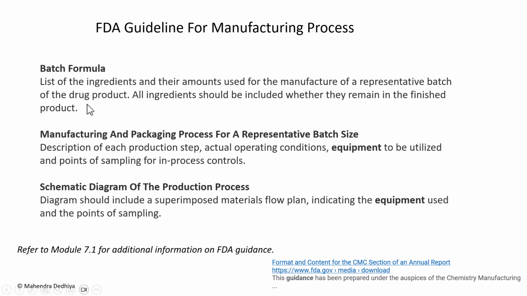Batch formula is needed, in which all the ingredients need to be listed. Manufacturing and packaging processes for a representative batch size must be included, with a description of each production step, actual manufacturing conditions, and equipment to be utilized. In addition, points of sampling for in-process control need to be defined. A schematic diagram of the production process should be superimposed with material flow. Again, we covered that in Module 7, and we will not go into details in this module.